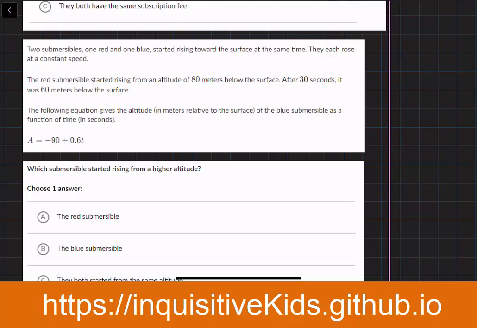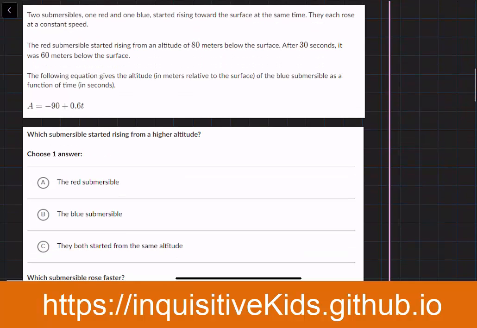The following equation gives the altitude in meters relative to the surface of the blue submersible as a function of time in seconds. Which submersible started rising from a higher altitude?